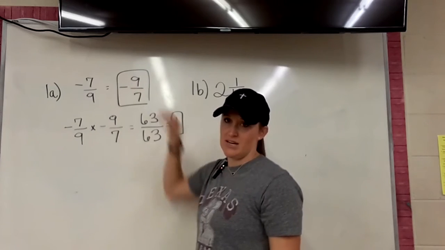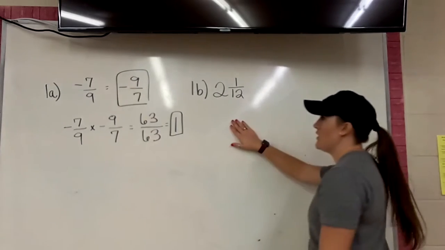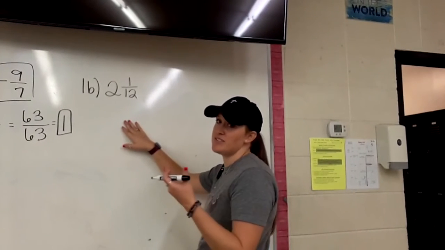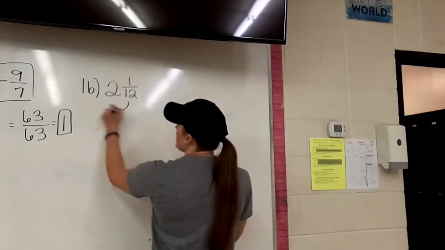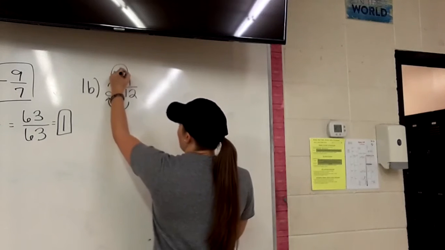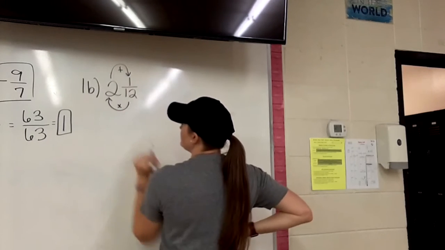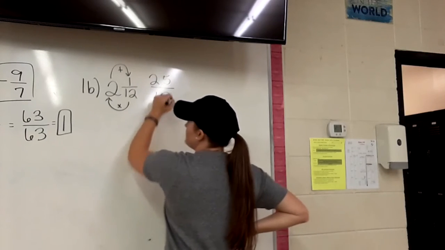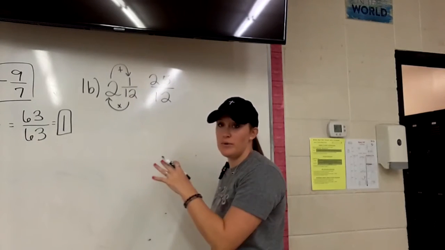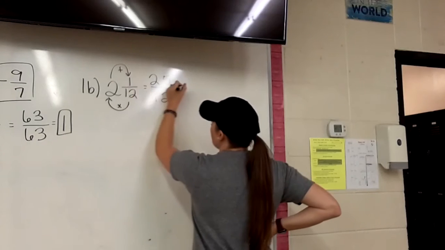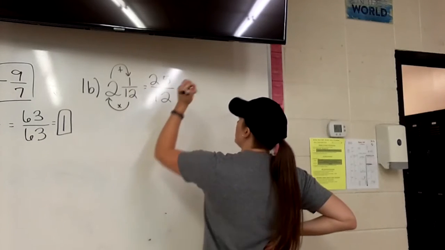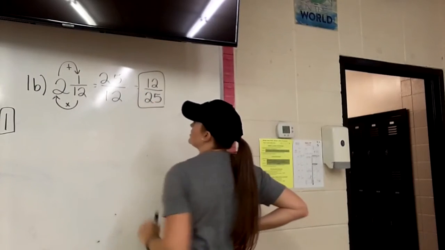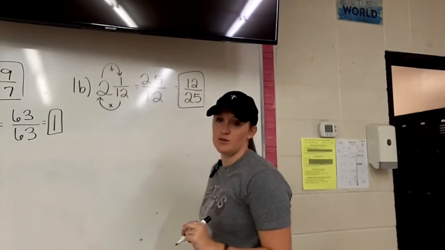That's the multiplicative inverse. So on 1B, 2 and 1 over 12. Well, to find the inverse, we first have to make it an improper fraction. So we multiply on bottom and add on top. 12 times 2 is 24, plus 1 more is 25 over 12. We haven't done it yet. All we did was make it improper. Now, to find the multiplicative inverse, you flip it. So our answer on B is 12 over 25.